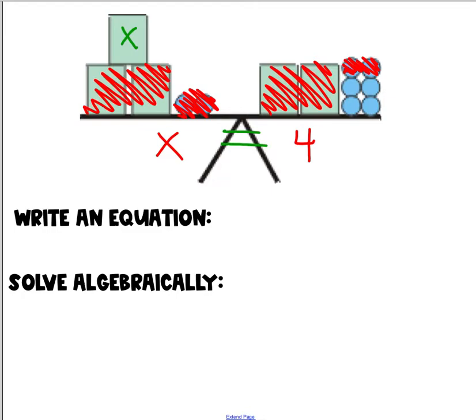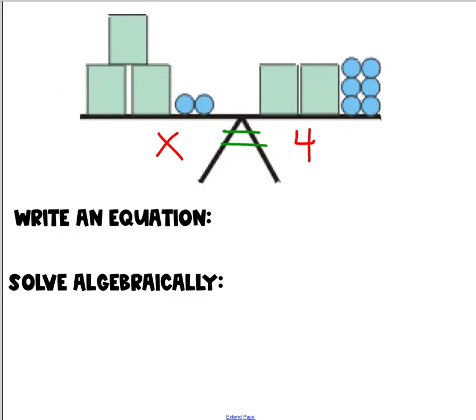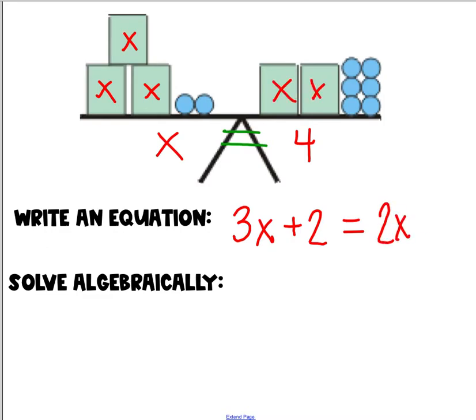How could I write this as an equation? Well, let me get rid of all my sketching. How could I write this as an equation? On the left side, I have 3 boxes plus 2 circles, and that's equal to 2 boxes and 6 circles. Now, we're going to solve this equation, but if you notice, it has variables on the left and the right side of the equal sign. But just do what you just did to eliminate things off of your scale.